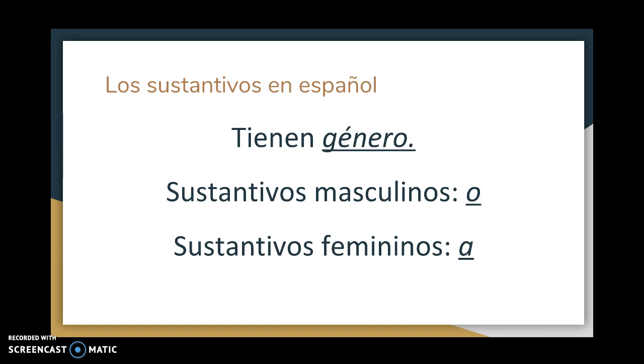Now, what you're going to do is make sure that you look at the vocab sheet you completed for the month of September. You're going to pause the video and write down at least 5 sustantivos masculinos y 5 sustantivos femeninos, 5 masculine nouns and 5 feminine nouns from this list. Once you're done, please restart the video and continue on. Be aware that this activity does continue a tiny bit onto page 2.